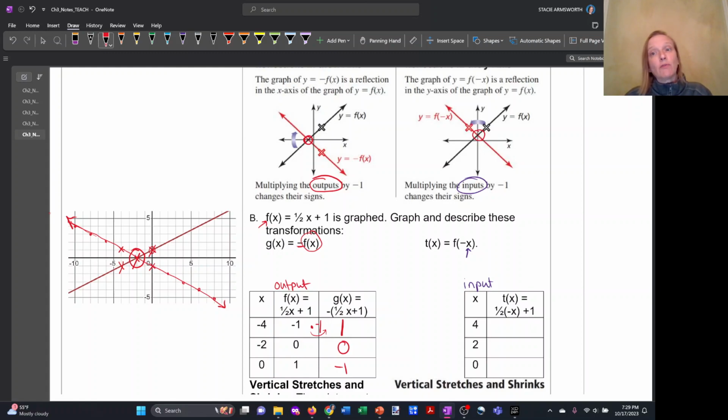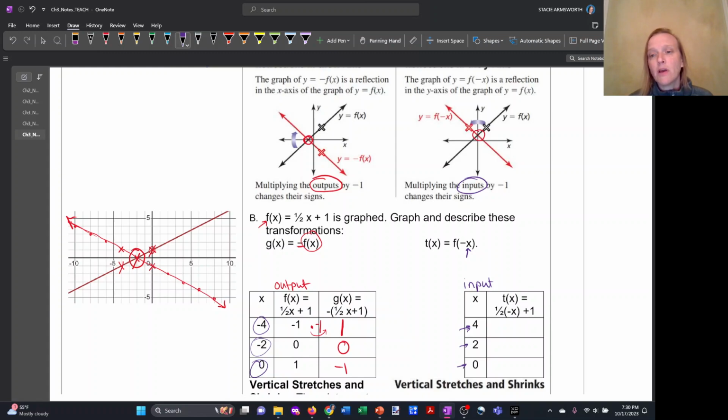Now let's look at a reflection across the y-axis. We've already said that the t of x function affects the input values. If you notice here, I changed my values of x from before, but I changed them in a very careful way. Notice that I took my original -4 and I changed it to 4. I took my original -2 and changed it to 2. I took my 0 and that stayed as 0 because 0 times -1 is 0.